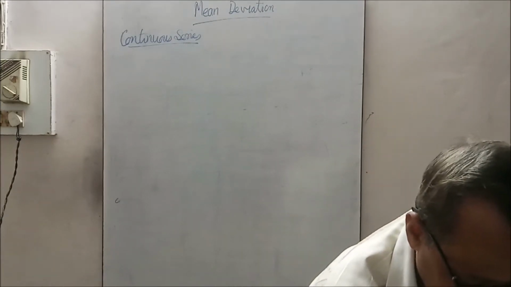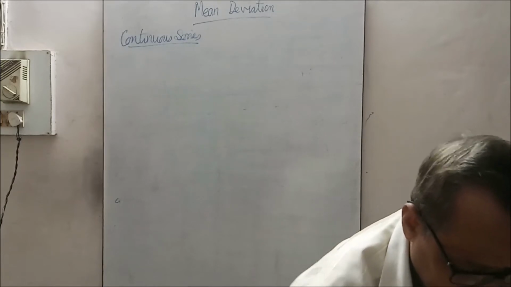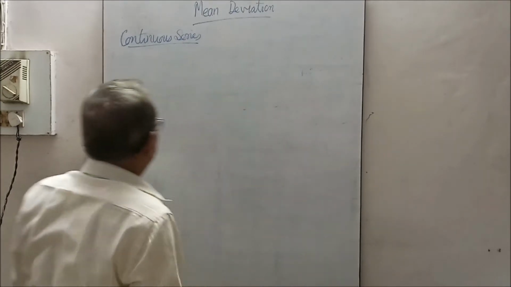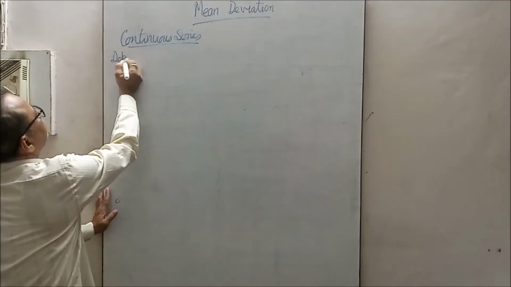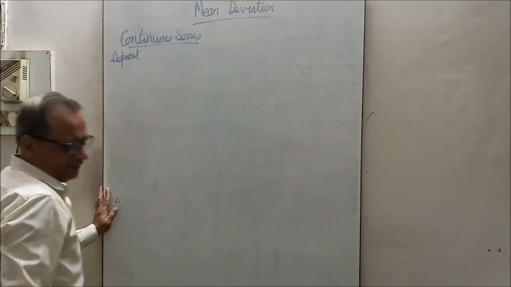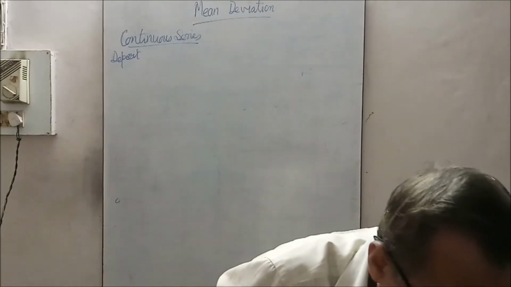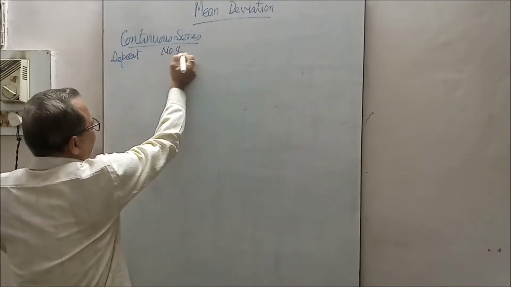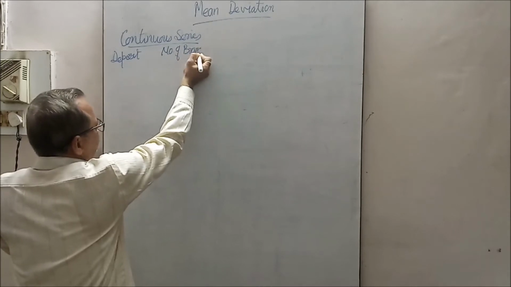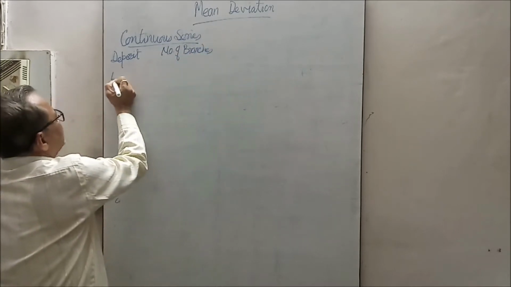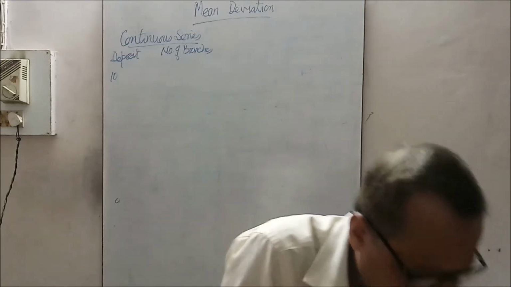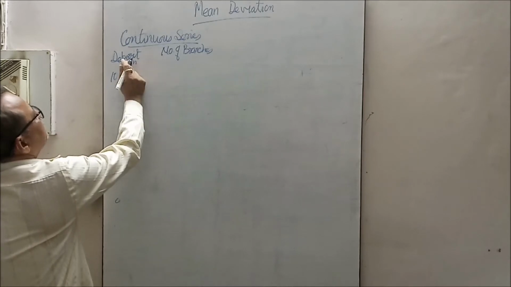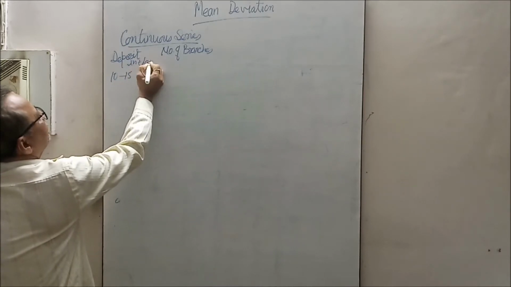Now one question: example number 10. The amount deposited in the bank and number of branches is given. It is a bank related item, showing cash deposited in different branches of a bank. Number of branches, deposits 10 to 15, given in rupees lakhs.